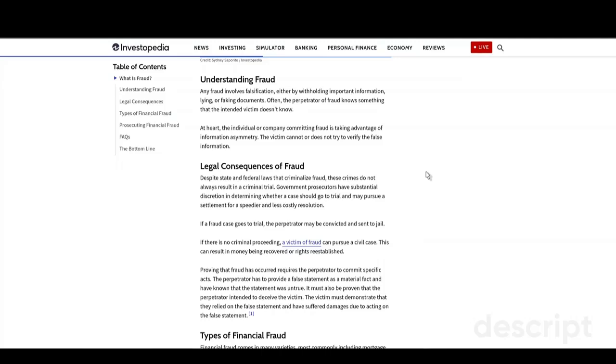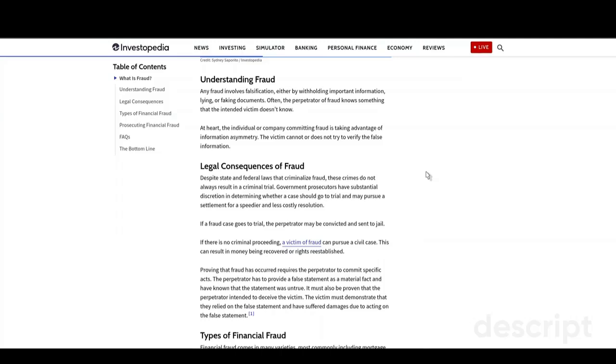Often, the perpetrator of fraud knows something that the intended victim doesn't know. I'm not even sure if you could say often. I think it's always the perpetrator of fraud knows something that the victim doesn't know. At heart, the individual or company committing fraud is taking advantage of information asymmetry. And I was like, what is that? And I love it though. I love it because that's always what it is.